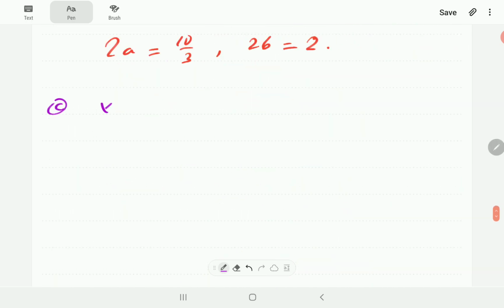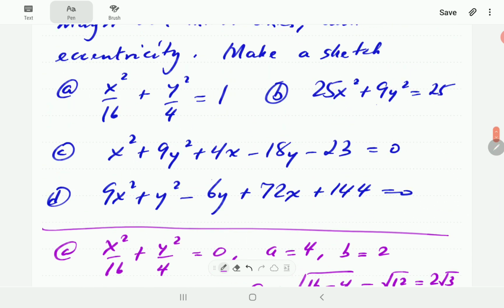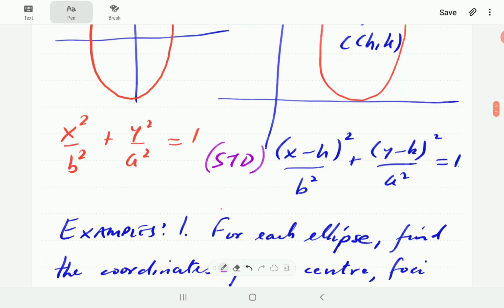So in C we have got x squared plus 9y squared plus 4x minus 18y minus 23 equals 0. So we need to convert this into a form like this one.